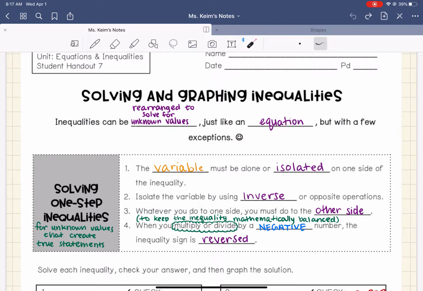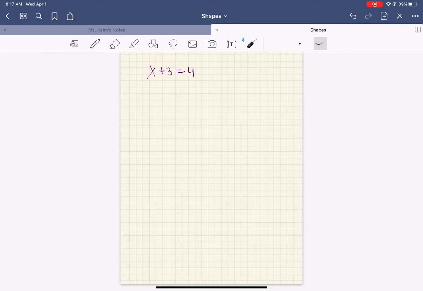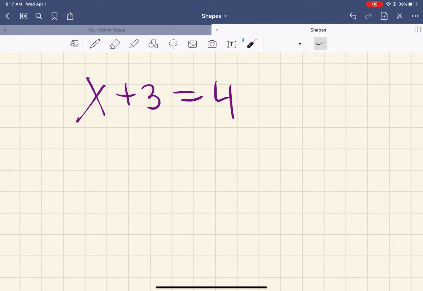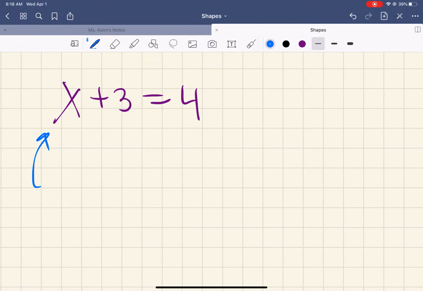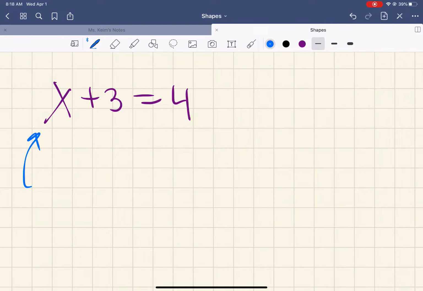All right, let's take a minute to look at solving equations for a second, right? So if I have x plus 3 equals 4, this is an equation. We are looking for the one number that if we replace x with it makes a true statement. We are solving for what is the one number that x could be, all right? We did that by using inverse operations. We isolated our variable using inverse operations. So something plus 3 equals 4. There's only one number that could be.